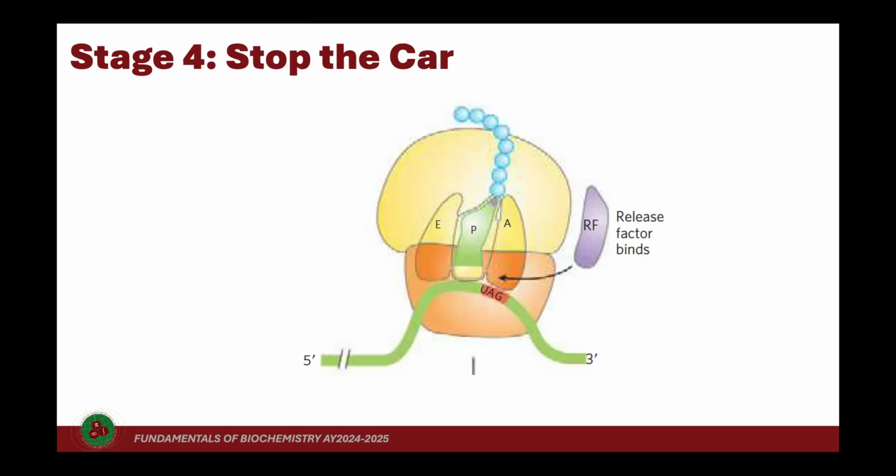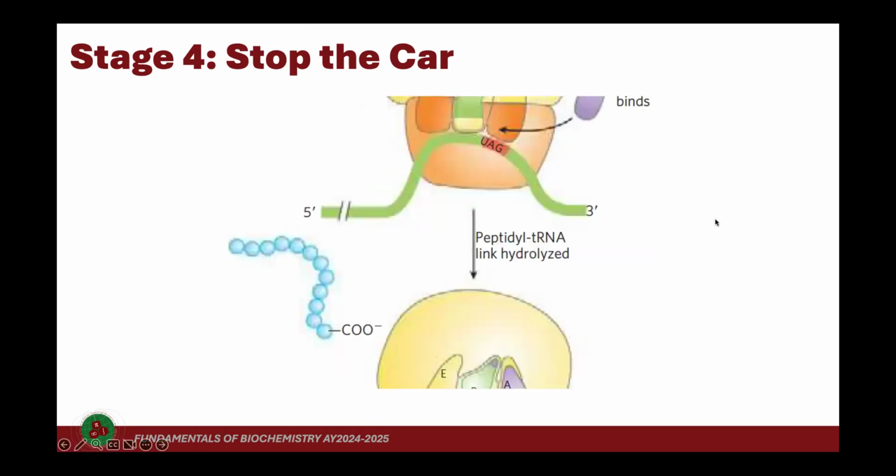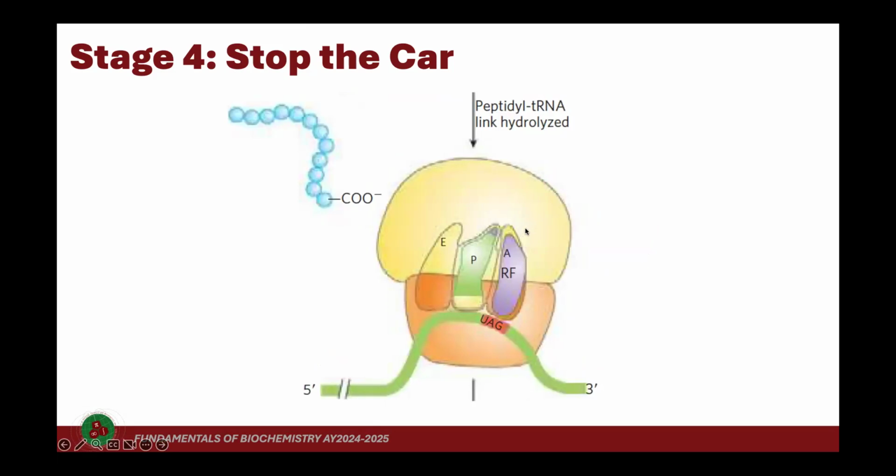Since there are no tRNAs that recognize this stop codon, it's time for the release factor to play its role. So it will bind to the A site. Okay. And then this binding catalyzes or signals the release of your polypeptide chain. But how does it do that?